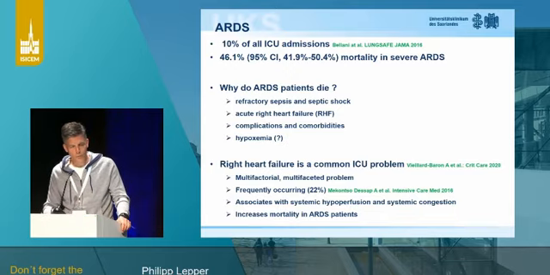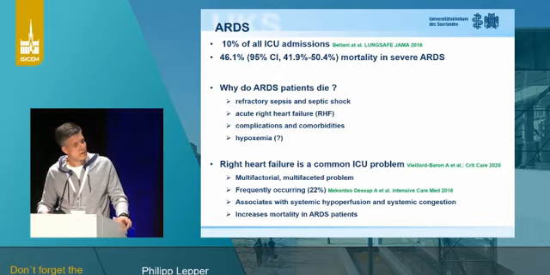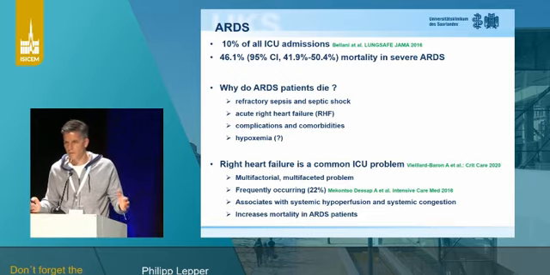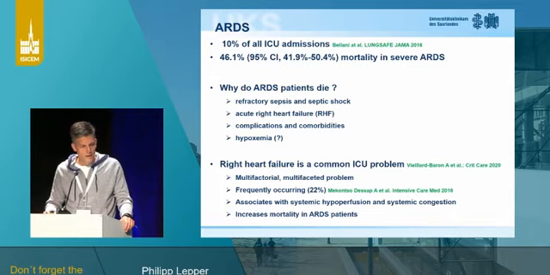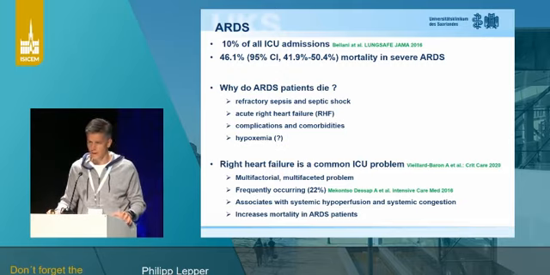I can probably skip most of this because this is quite clear. Why do ARDS patients die? Most of them, especially probably during COVID-19, died of septic shock. And acute right heart failure is a common problem. In a study by Meconso, it was up to 22%. And if you look at other studies, it's even higher.